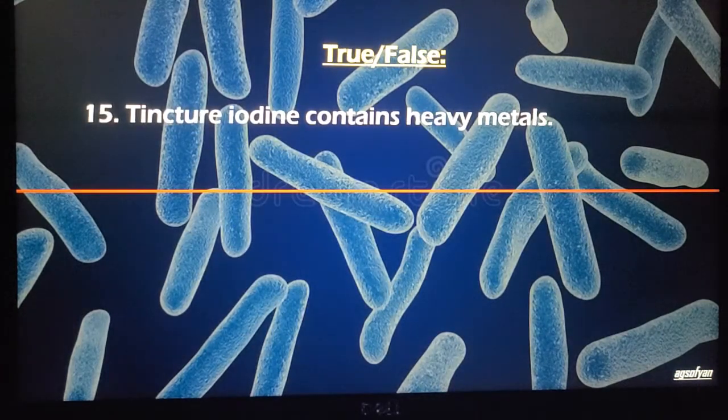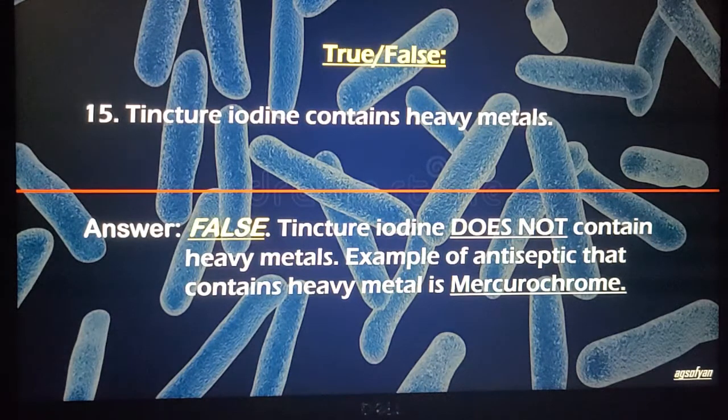Number 15. The tincture of iodine contains heavy metals. True or false? Choose your answer. Okay, the answer should be false. So the tincture of iodine does not contain heavy metals. The one that contains heavy metal is mercurochrome.